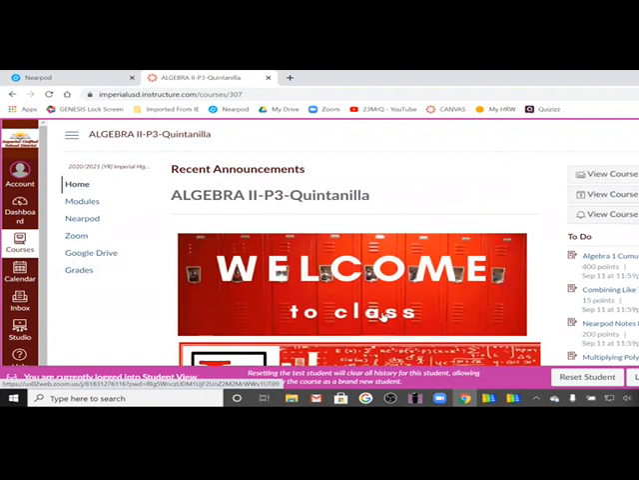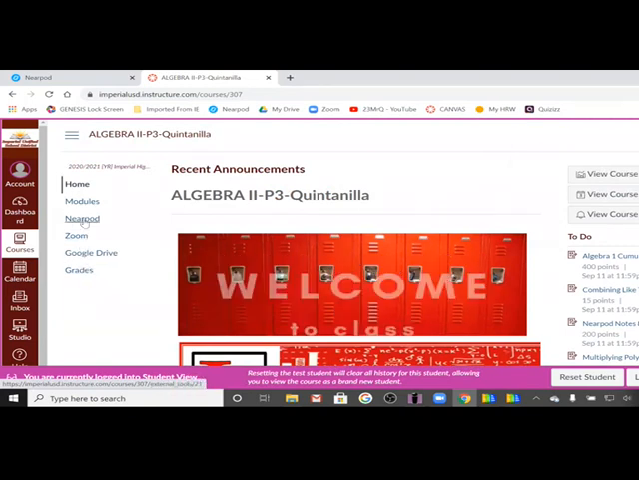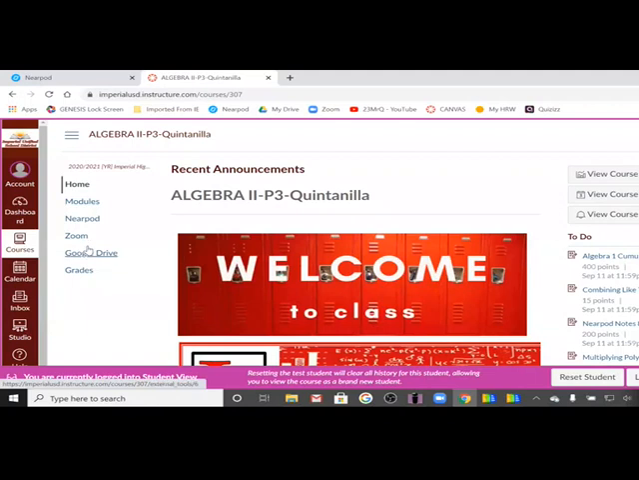So, if you notice at the top left, we have tabs. We have a home, modules, Nearpod, Zoom, Google, and grades. I included Nearpod, Zoom, and Google because these are the most often used tools that you're going to need.